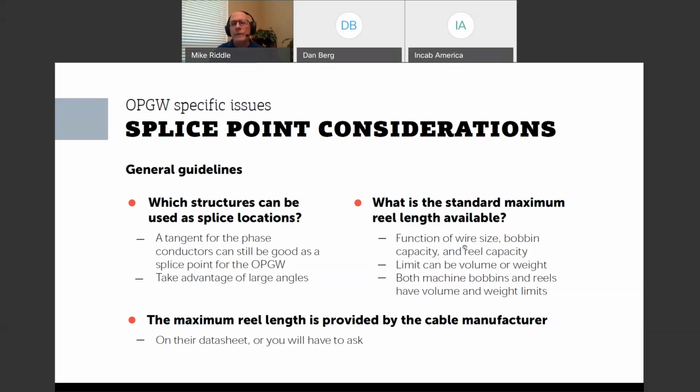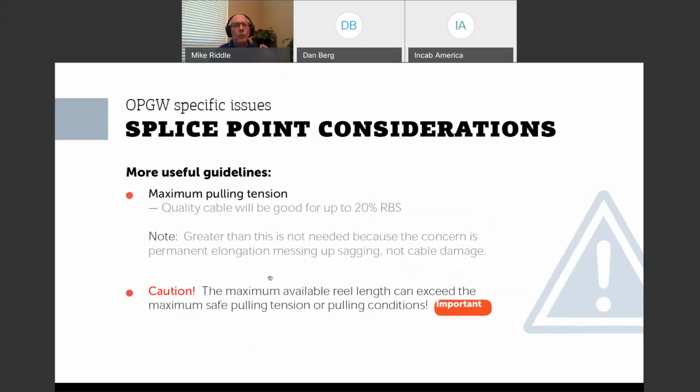Another factor that you have to include in planning is, what's the maximum reel length that you can get? Now that's a function of a lot of different things. And the bottom line is that you get that from the cable manufacturer. Should be on their data sheet. If not, you'll have to ask. Now, you need to be aware that it is possible that a cable supplier can provide a longer length than can be safely pulled in.